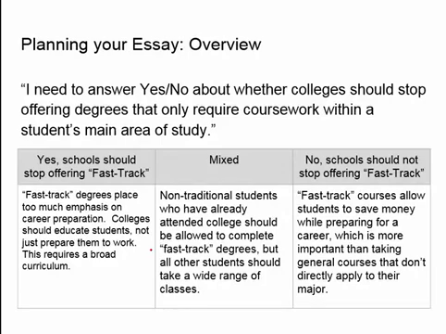If your answer is no to this prompt, it would look something like this. Fast-track courses allow students to save money while preparing for a career, which is more important than taking general courses that don't directly apply to their major. These are just brainstorming ideas. These are main points that you would then go and argue with a full formal essay. What I wanted to show you here is just examples of clear and direct responses to our prompt.